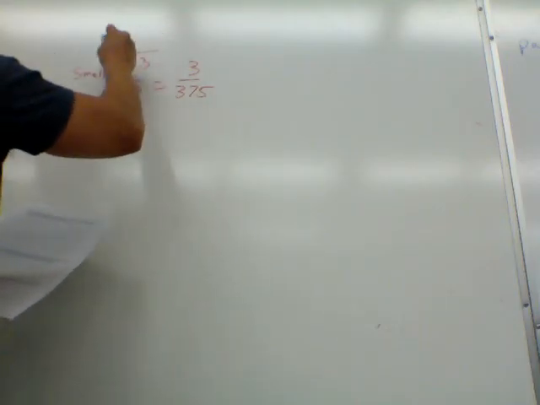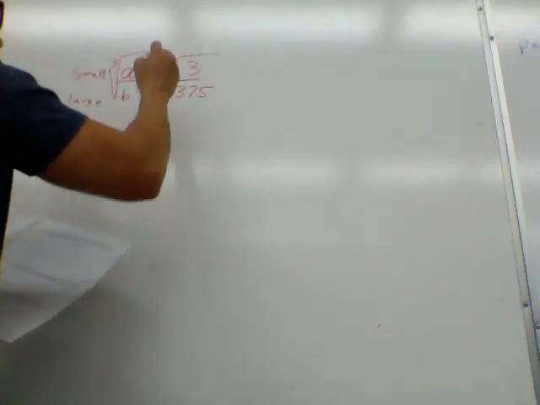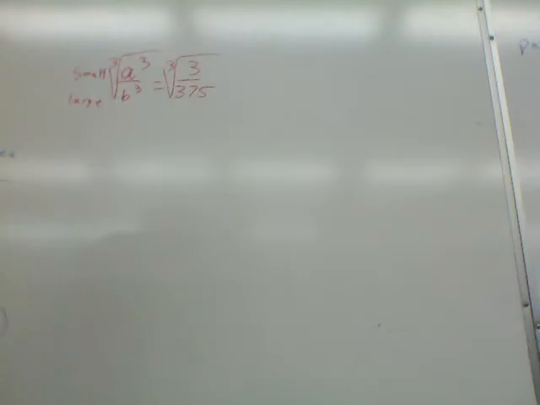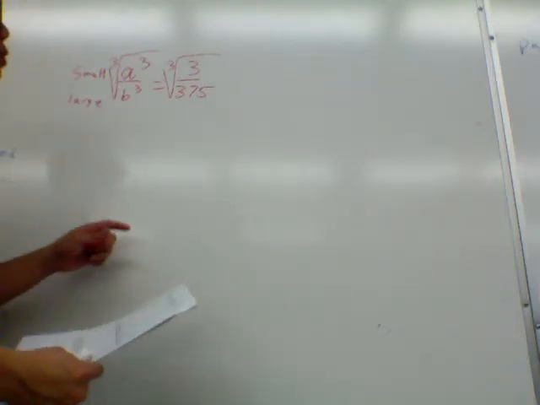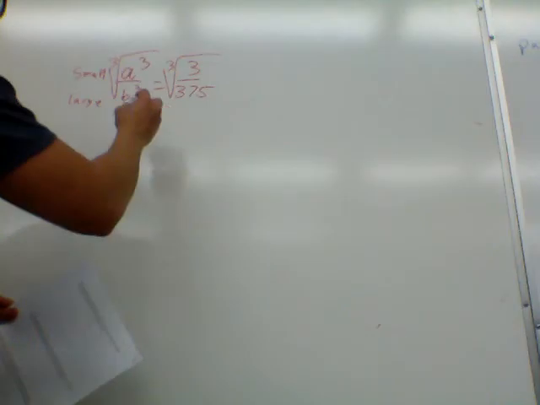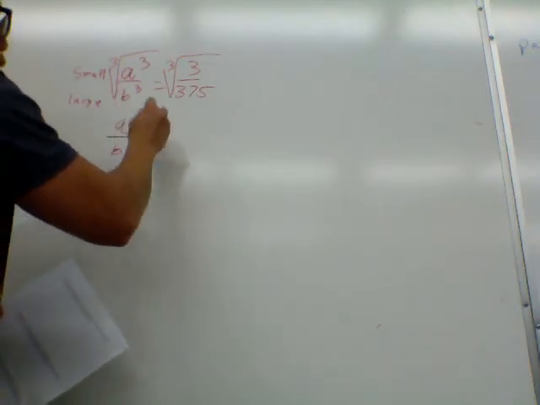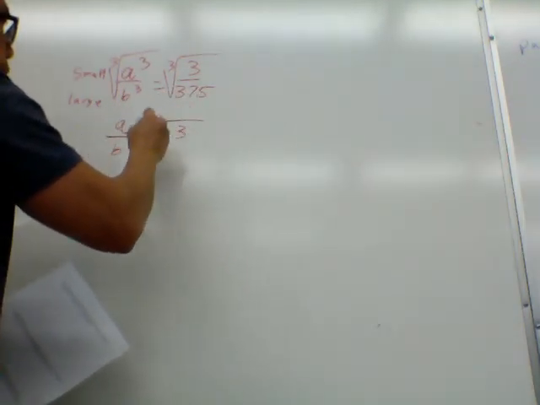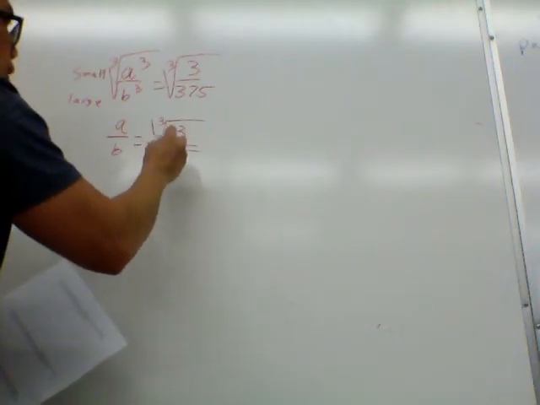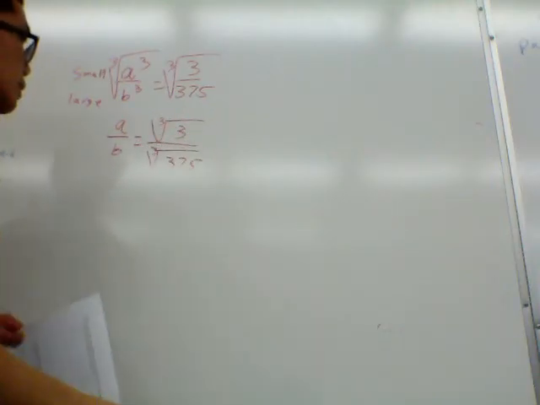So I cube root both sides. And if I check the calculator first, I do 3 to the 1/3 power, and it gives me a decimal. So what I'm going to do is keep the cube root. So this is a over b is equal to the cube root of 3 over the cube root of 375.